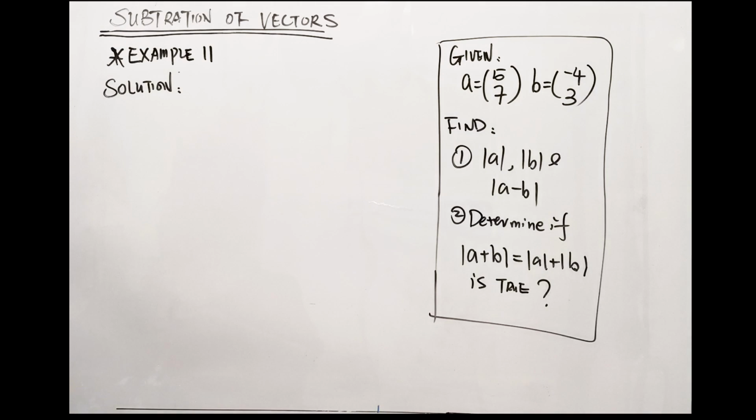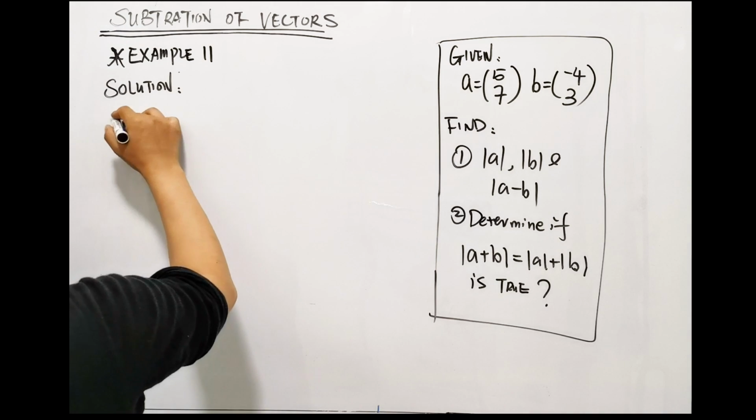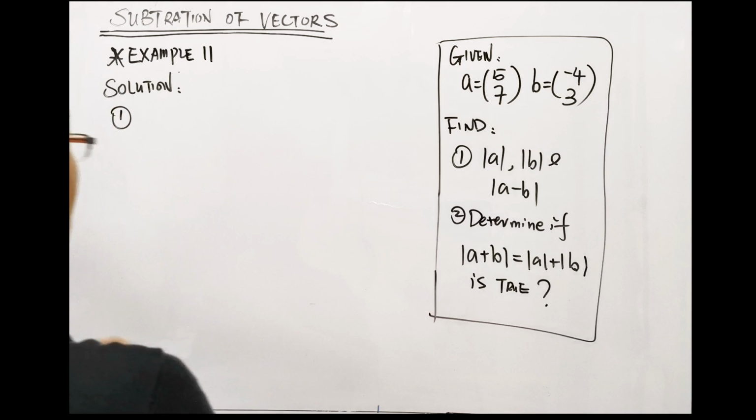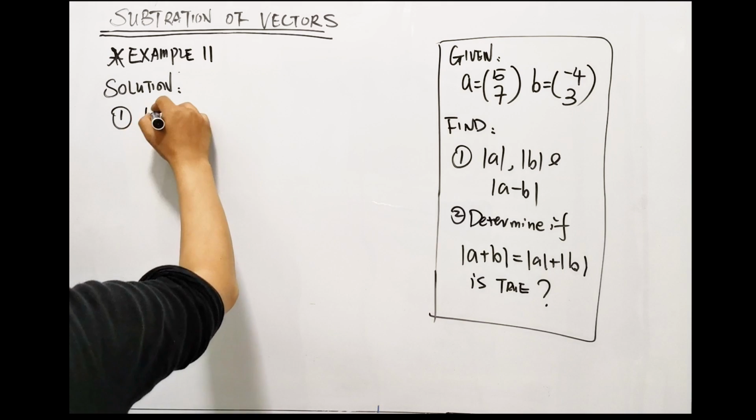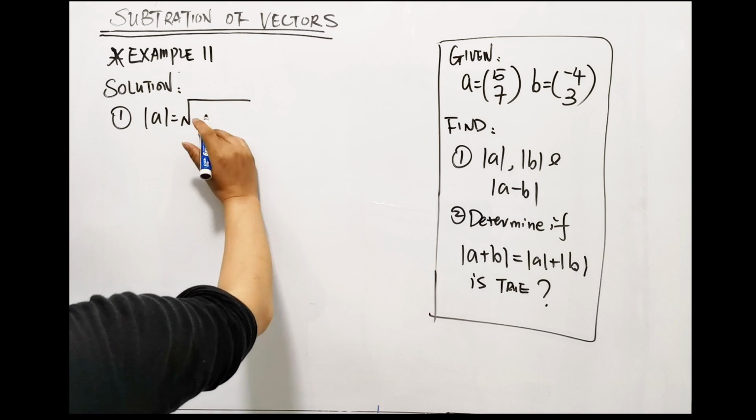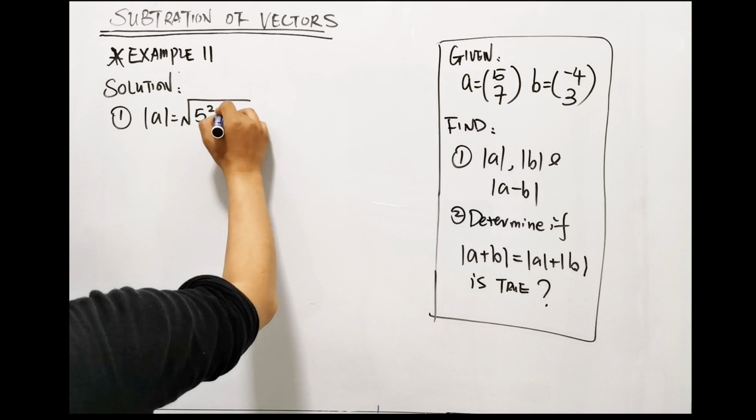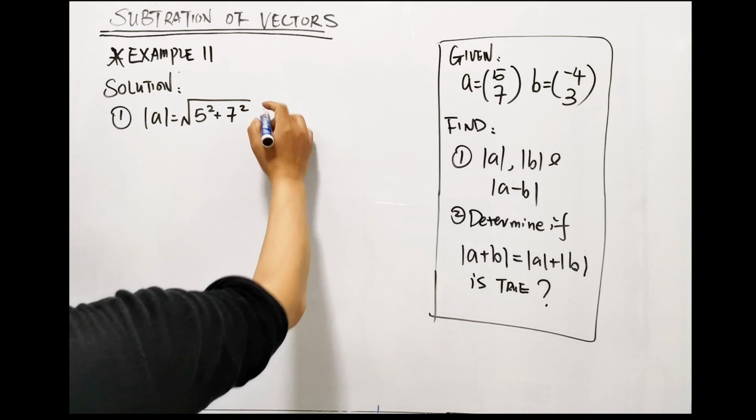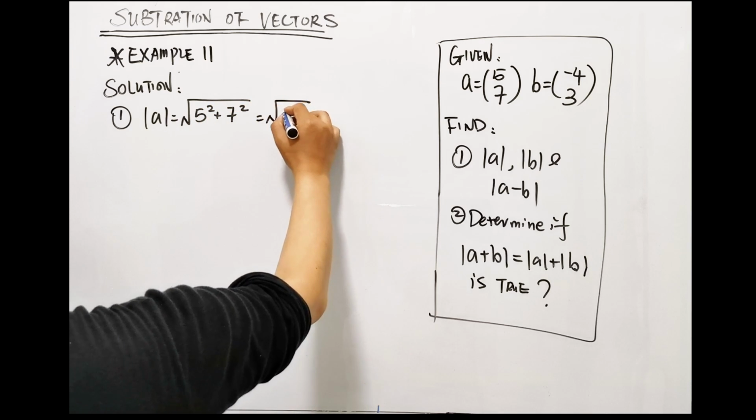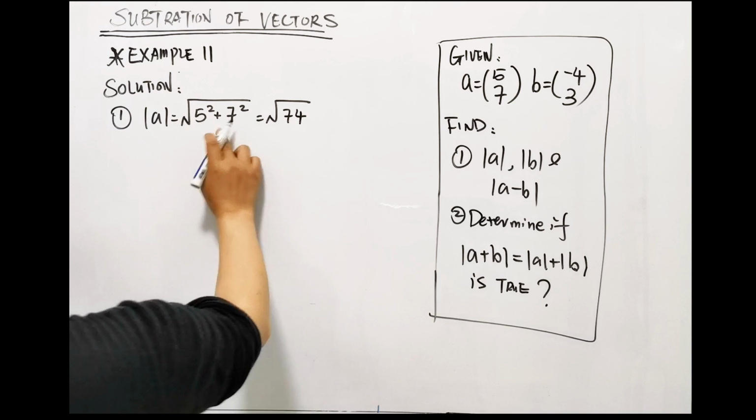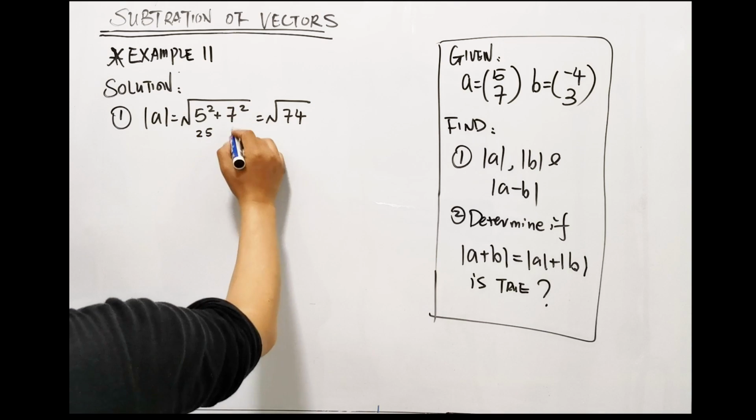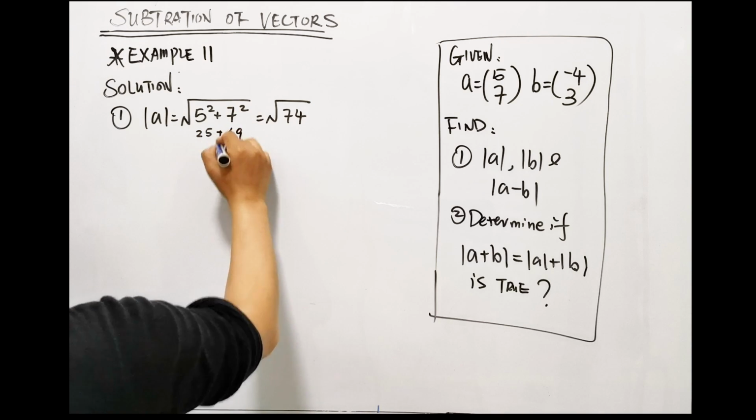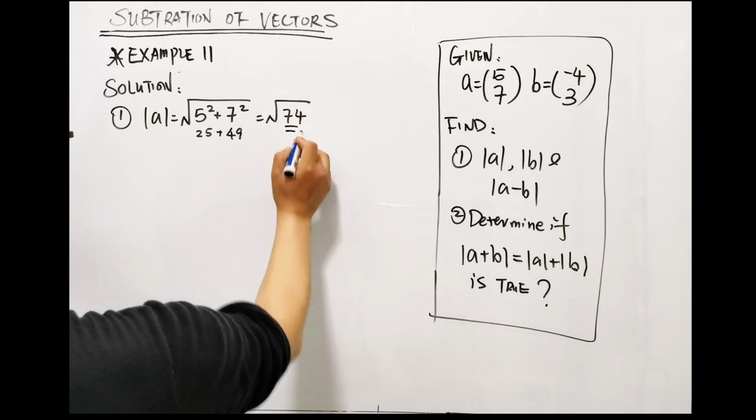Okay, the first one. Let's see. So what is the magnitude of A? Magnitude of A equals the square root of 5 squared plus 7 squared. So we get 74, right? Because this is 25, this is 49, just add them together, then we get this, right?